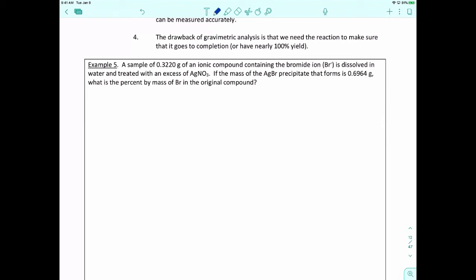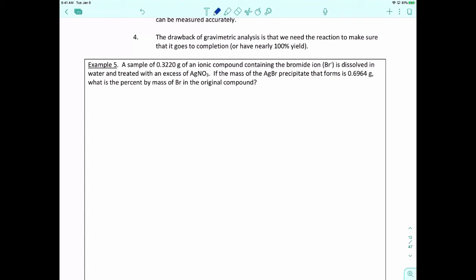A sample of 0.3220 grams of an ionic compound containing the bromide ion is dissolved in water and is treated with an excess of silver nitrate. If the mass of the AgBr precipitate that forms is 0.6964 grams, what is the percent by mass of bromine in the original compound? All right, so we've got some work.